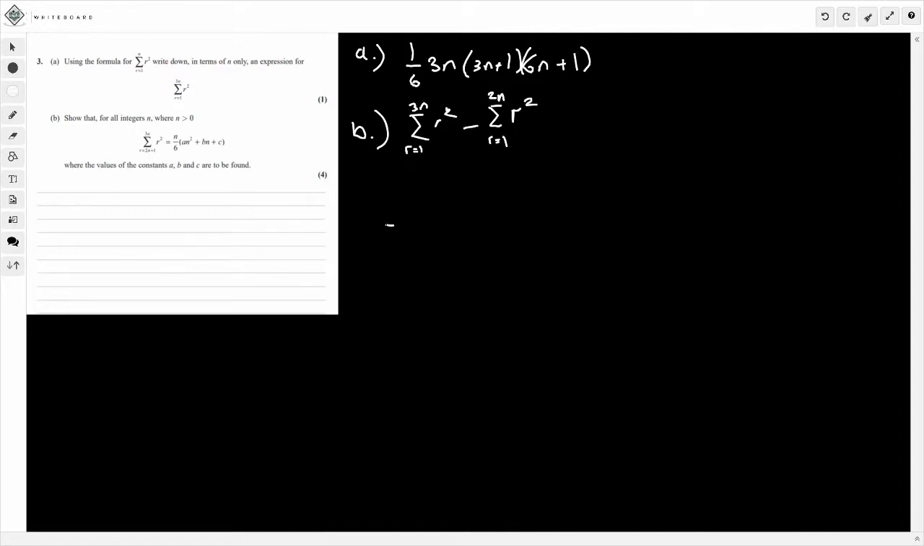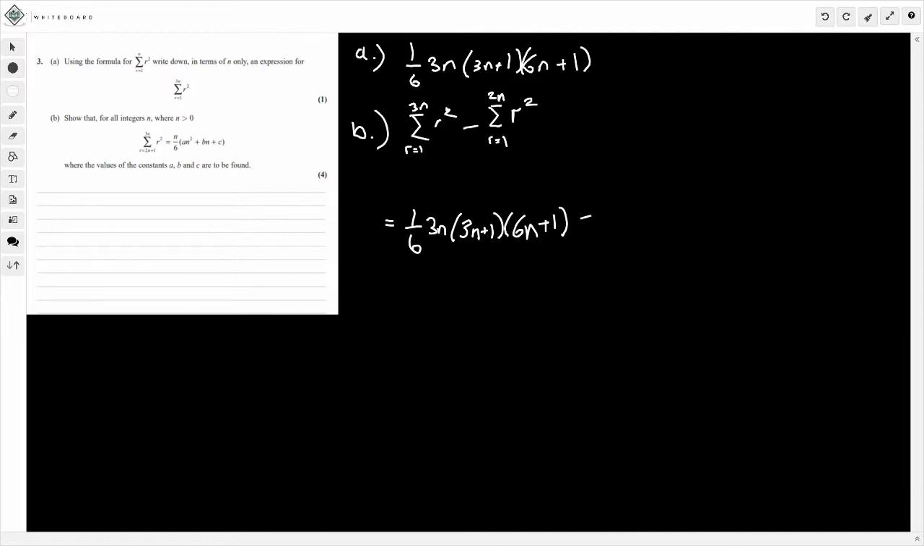So let's do that. Straight away, we know this one already. We've already done it. So that's 1 over 6 times 3n times 3n plus 1 times 6n plus 1. But we're now going to minus this lot off.